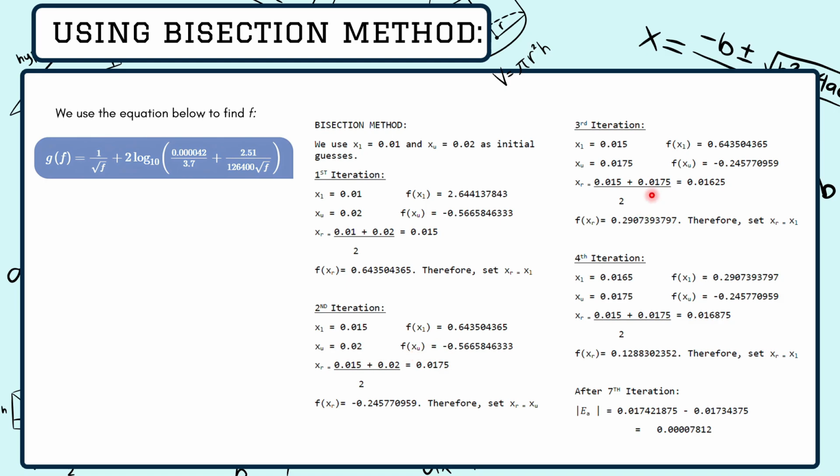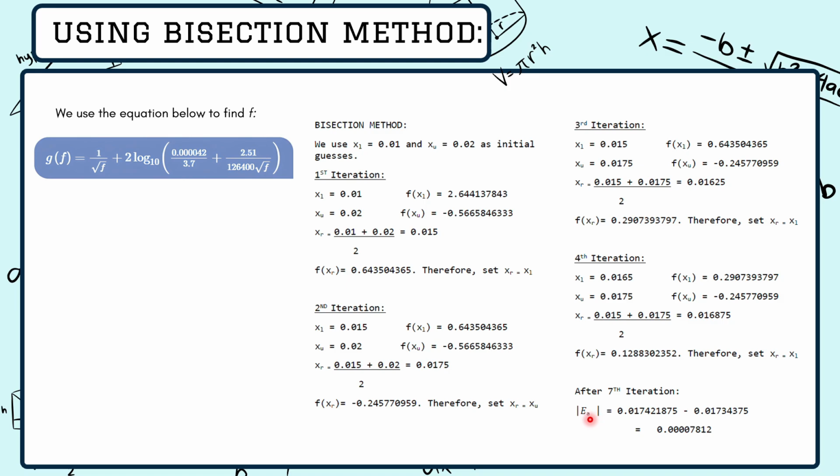x sub u. In the third iteration, we just copy the x sub l and the function of x sub l, then change the value of x sub r into x sub u. This value is input into this equation to get the value of the function of x sub u. Then to get the function of x sub r, the value of x sub r is 0.0165, then we input this value into this equation. We find the value of f of x sub r is 0.290739379, which is positive. Therefore, we set x sub r equal to x sub l.